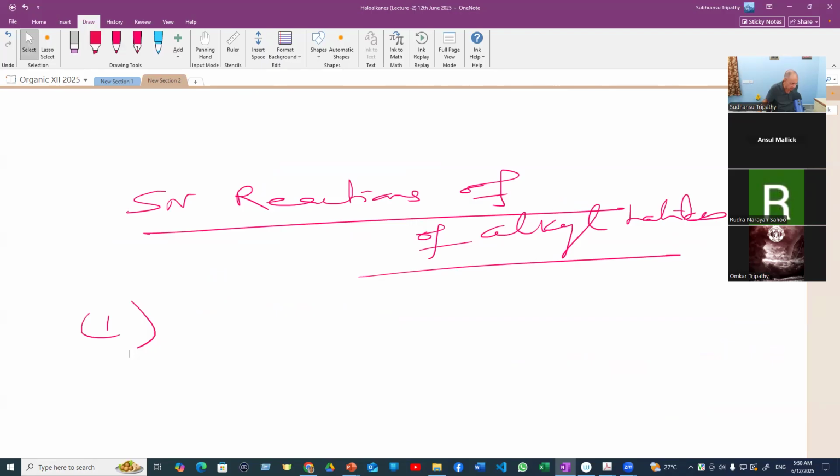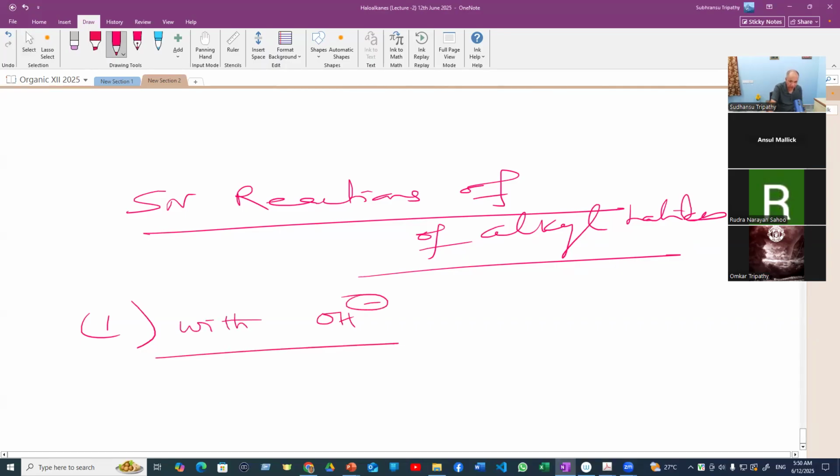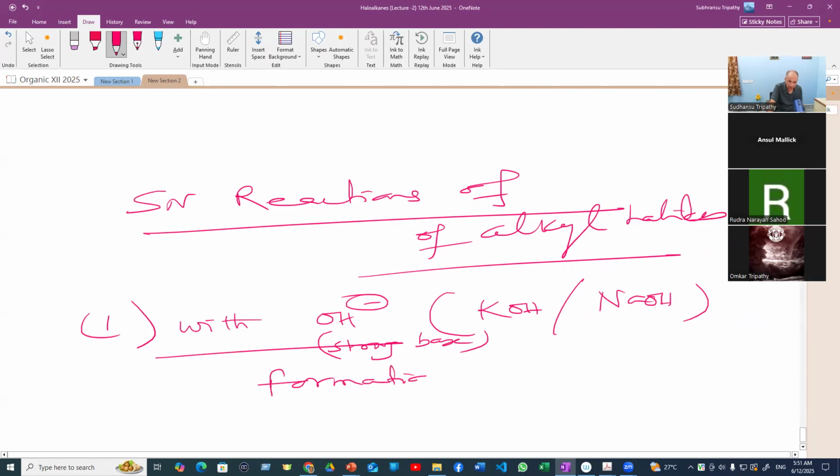One by one we will be going. The first one is with OH minus, a strong base, with the help of KOH or NaOH. Strong base. And we can write down this is formation of alcohols.